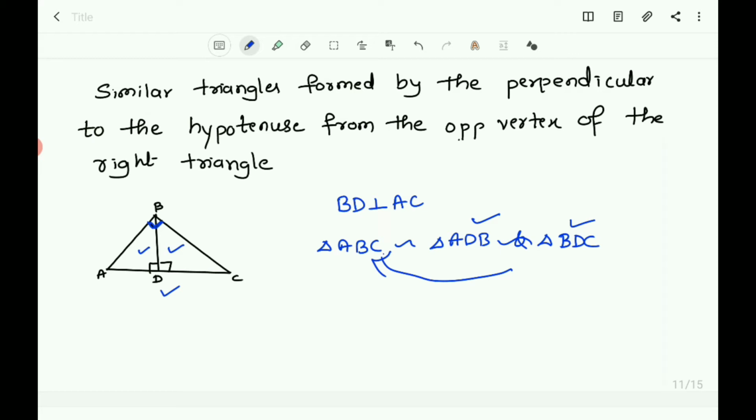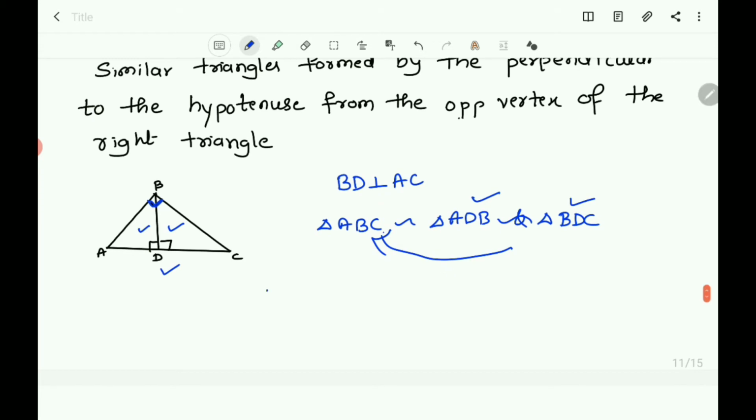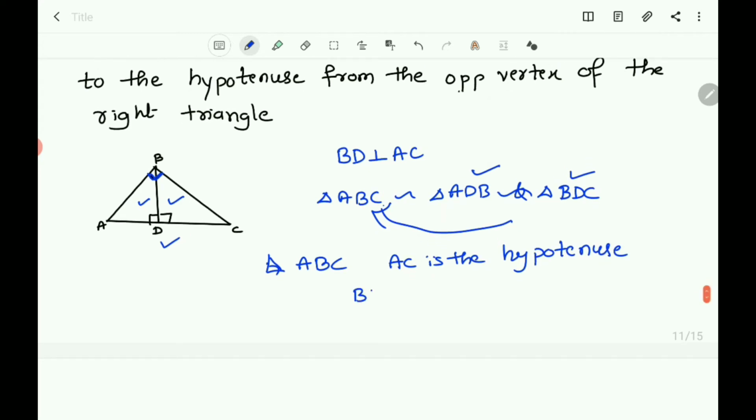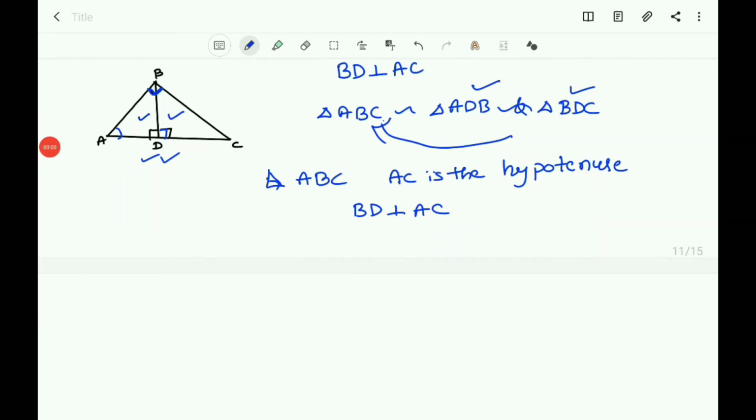So let us discuss how they are similar. And here you know that in the right angle triangle ABC, AC is the hypotenuse, and we have drawn BD perpendicular to AC. Now you take one pair of triangles, triangle ADB that is newly formed, and the given original triangle, and write the names of the two triangles and prove that they are similar.